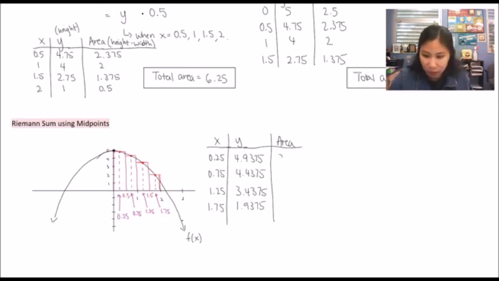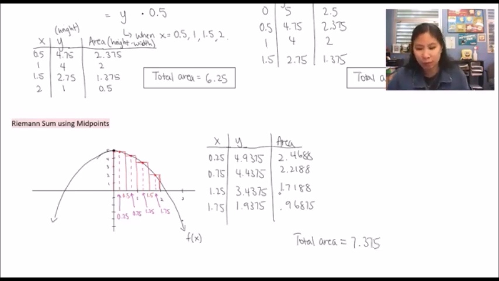So we get more decimals. And then we can add up each of our rectangles. That actually gives us a number in between the two areas we got before. This time my total area is 7.375.